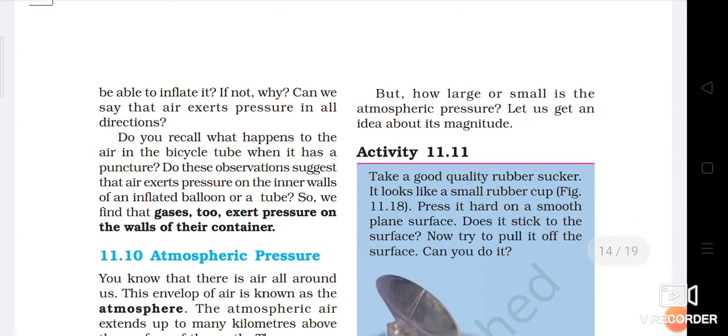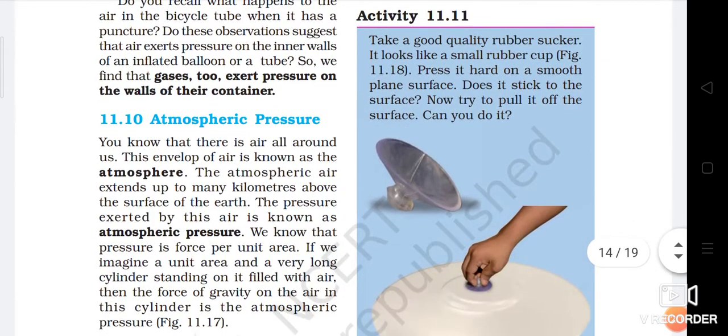Do you recall what happens to the air in a bicycle tube when it has a puncture? Do these observations suggest that air exerts pressure on the inner walls of an inflated balloon or a tube? When the pressure increases in the inflated balloon, it will burst. So gases too exert pressure on the walls of their container. Next we will see atmospheric pressure.